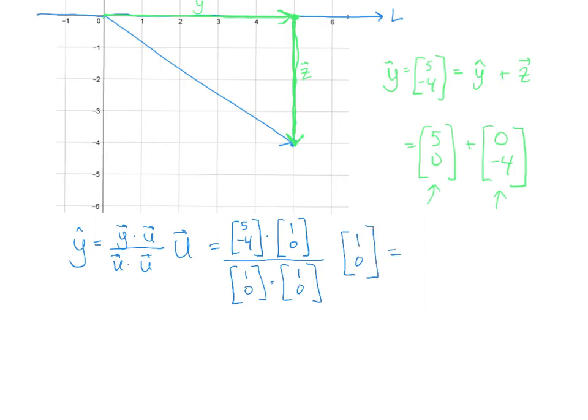Okay, so this is going to be 5 over 1. So 5, -4 dotted with 1, 0 is 5, and 1, 0 dotted with 1, 0 is 1. So we get 5 times 1, 0 is 5, 0, the same thing we got when we just did it via picture.